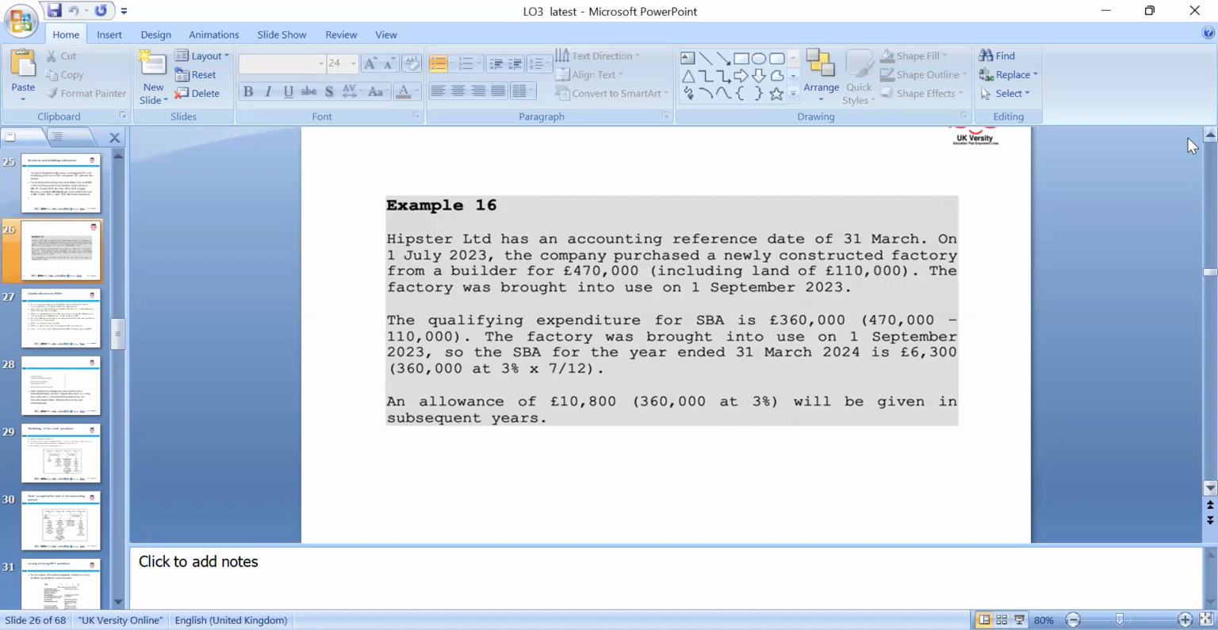Yes, of course, technically, because we are not claiming a full year. So the allowance is 3%, and it will be given in subsequent years, which we can carry on for the full year.